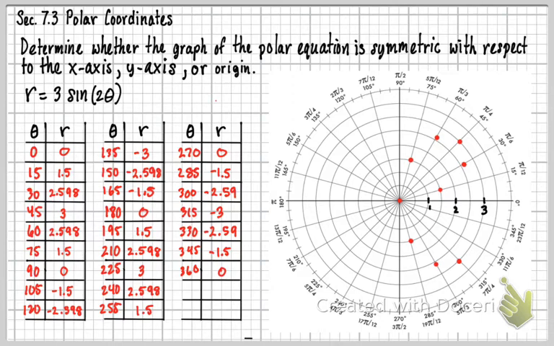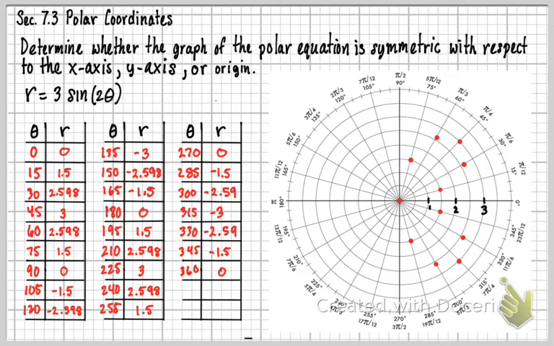And then the next one is going to be at 150 degrees, and that's going to be a negative 2.59 again, so that's going to be there. And then at 165, it's going to be 1.5 again. And then it's going to go back to 0, so it's going to go back there. Okay, now the next point is going to be at 180, it's going to be 0 again.